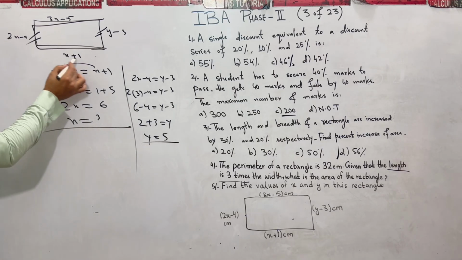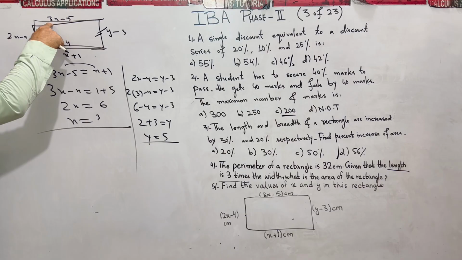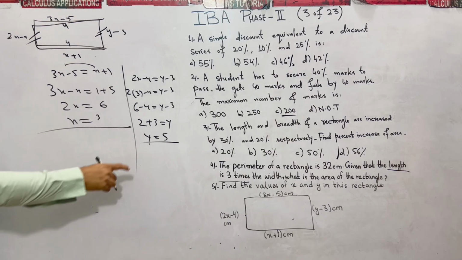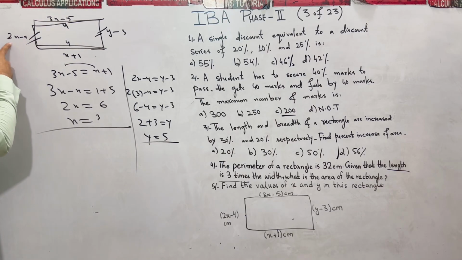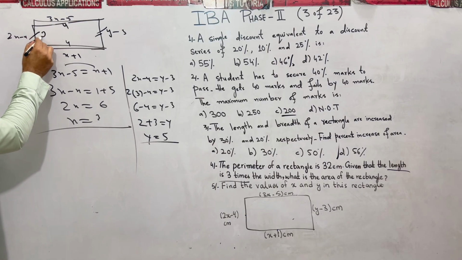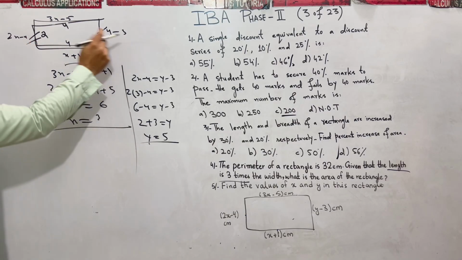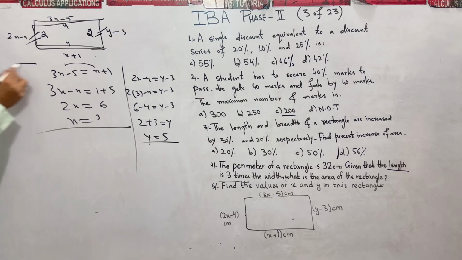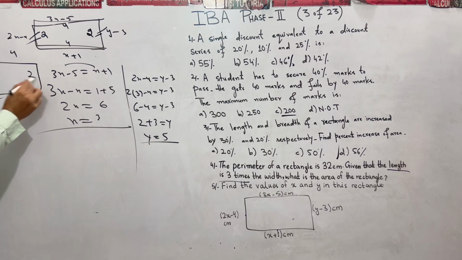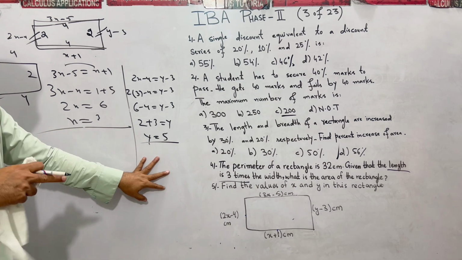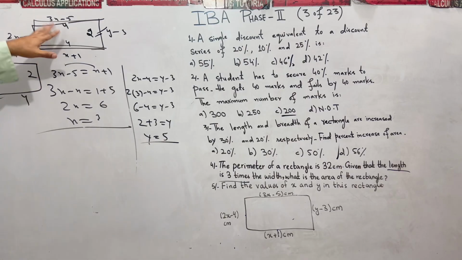Just verify. 3 plus 1 becomes 4. 3 threes are 9, 9 minus 4, it is also 4. And x is 3, 2 threes are 6, 6 minus 4 is 2. Y is 5, 5 minus 3 is also 2. So I have the dimensions of the rectangle as 4, 4, 2 and 2. These are the values of x and y we have found, and after plugging them in we have verified that opposite sides are equal. Now if you are asked, you can find area, perimeter, whatever you like.